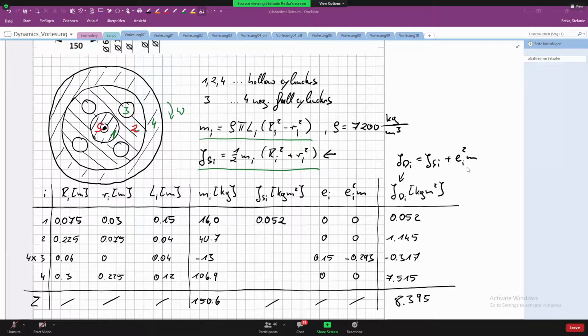We are taking the hole as negative, right? Yes, it's negative. So we have to subtract it from the rest. This is the formula for the mass: density times volume.